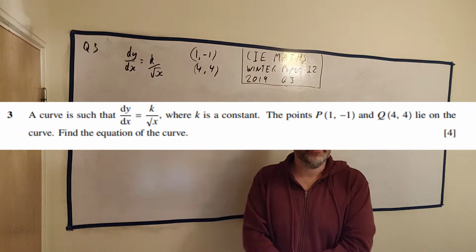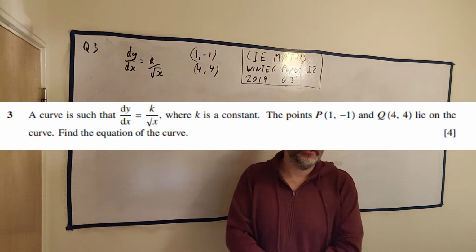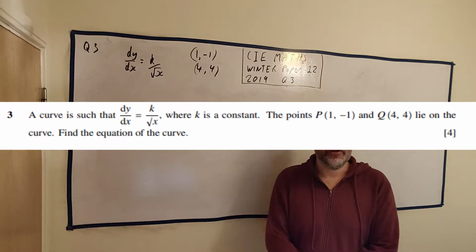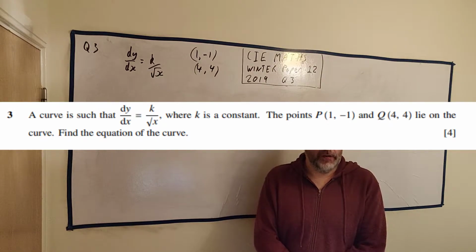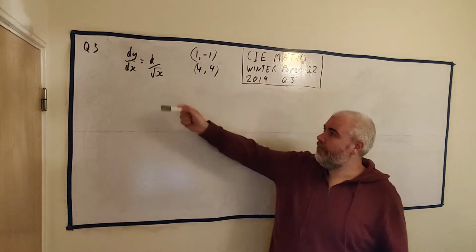This is question 3 from the 2019 winter set of exams by Cambridge International, and it's paper 1-2. You can find a link to the image of the question in the description below. As you can see, it's a calculus question where they're asking us to draw a curve after giving us the derivative. So here's the information they've given us.